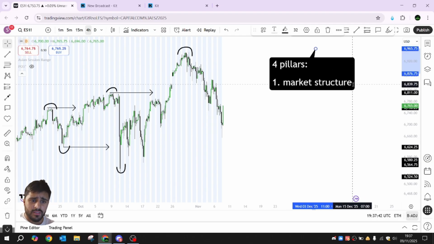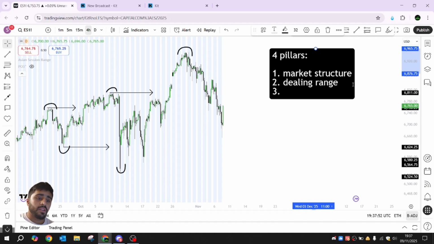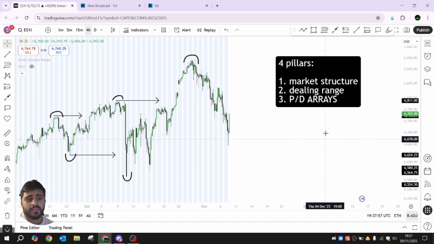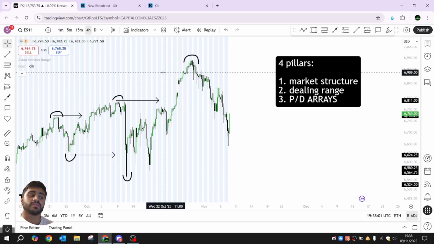Now step 2 is something which a lot of people miss out, but I think is very important. It's the dealing range. Now, once you have the dealing range, you then go on to premium and discount. So this is where your PD arrays come into play, right? But premium and discount and dealing range, they come together, but it has to be dealing range, then PD arrays. So let me explain.